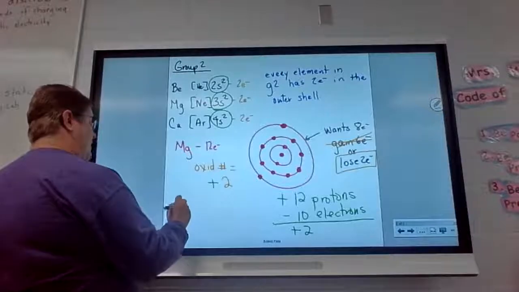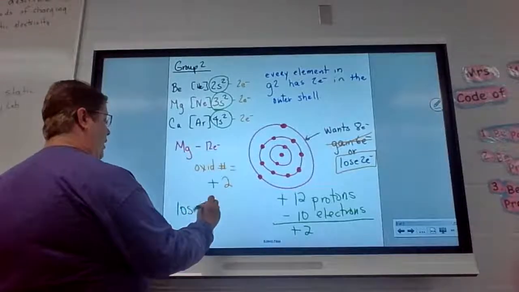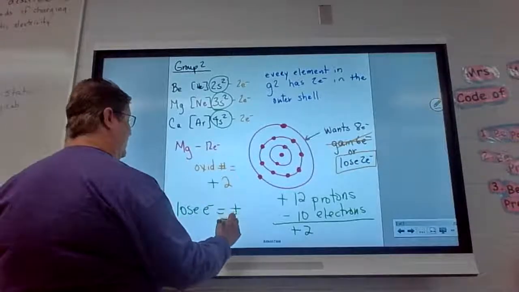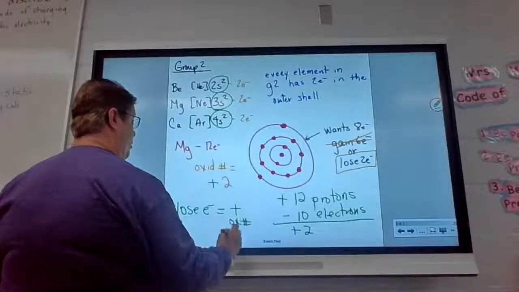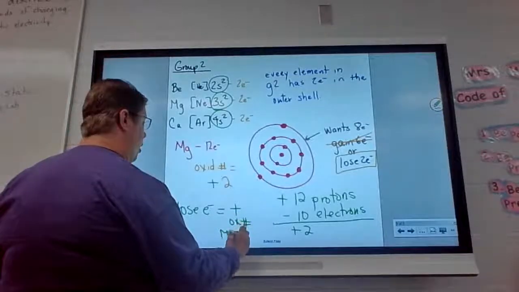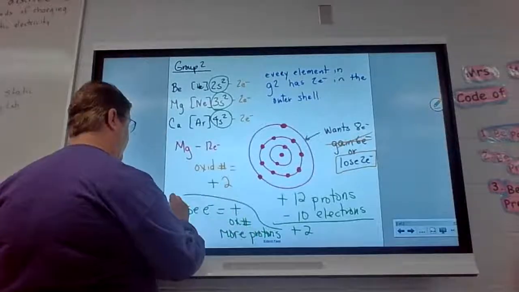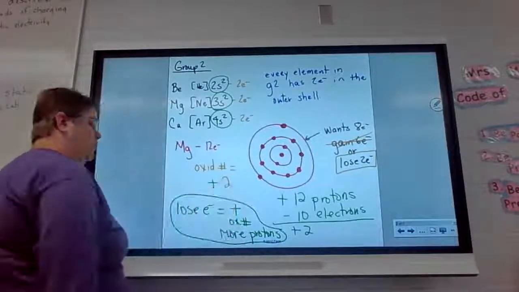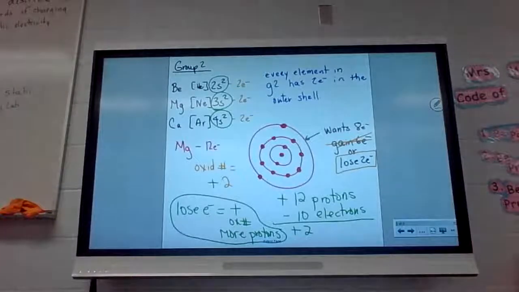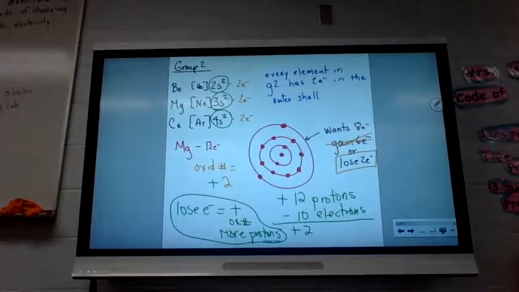All right? Anytime you lose electrons, you have a positive oxidation number because there are more protons. Okay, that's the rule. Does that make sense? You have more protons than electrons. That's why it's positive.